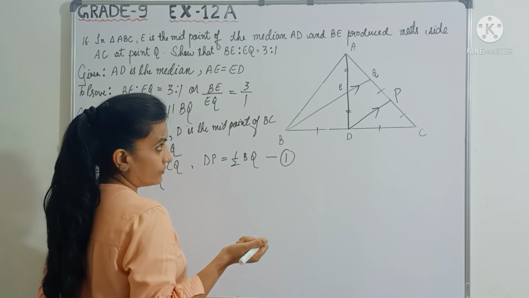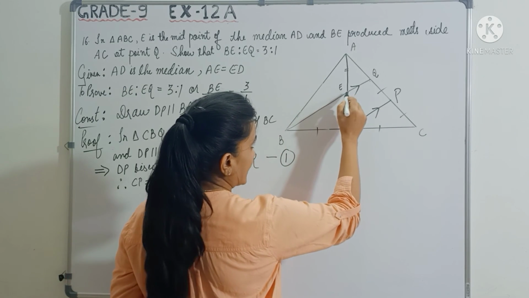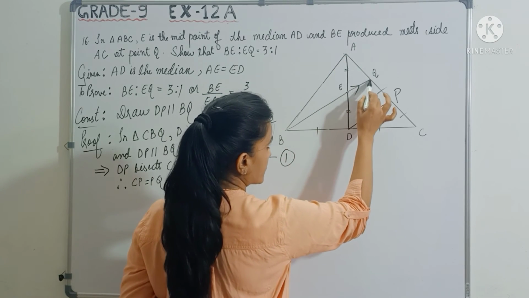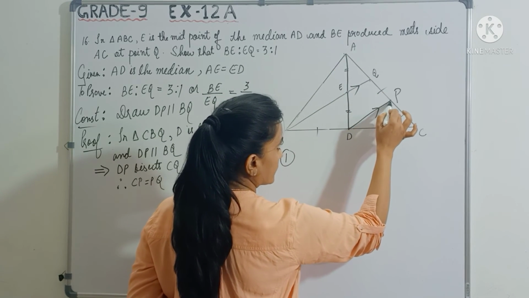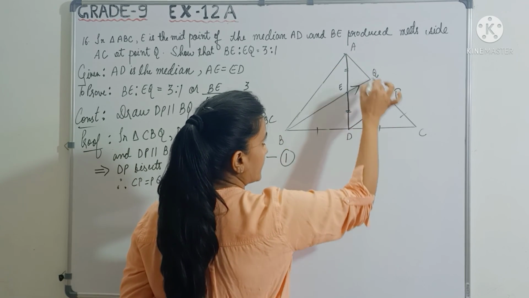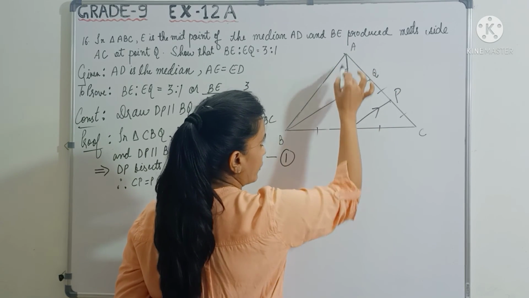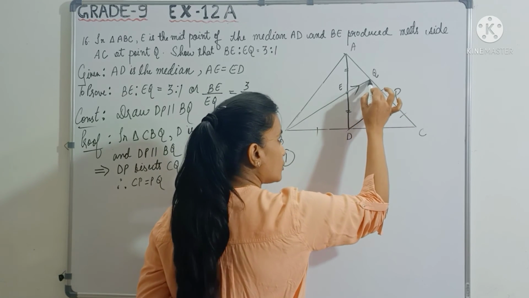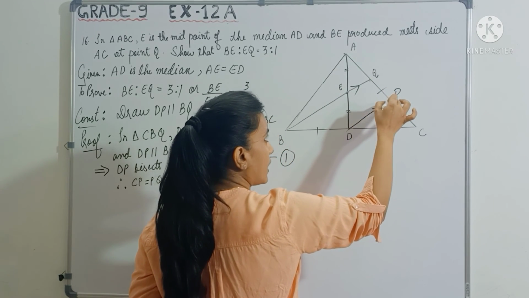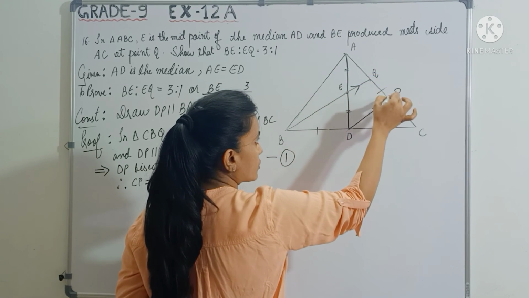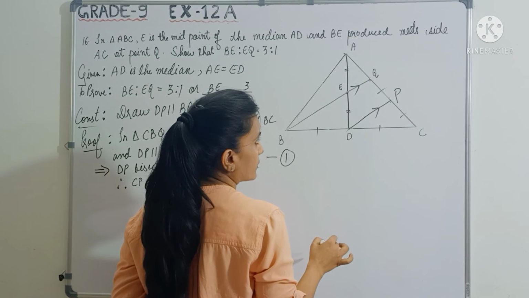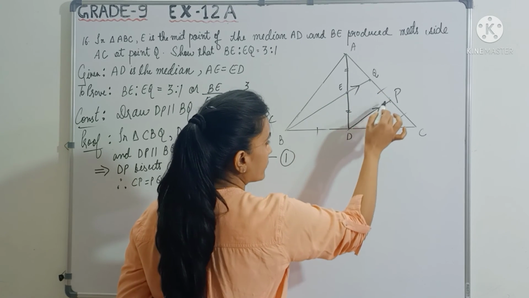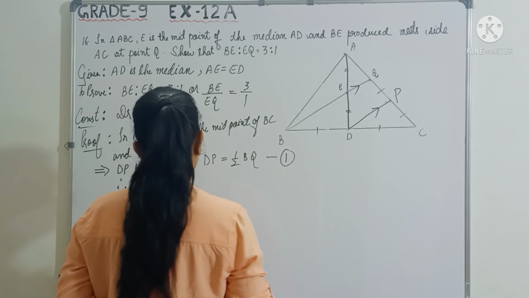Now what else do we know? We know that E is the midpoint of AD, right? And EQ is parallel to DP, correct? So in triangle ADP, E is the midpoint of AD and EQ is parallel to DP. So EQ bisects AP, right? And AQ will be equal to QP, correct? Also EQ will be equal to half of DP, right?